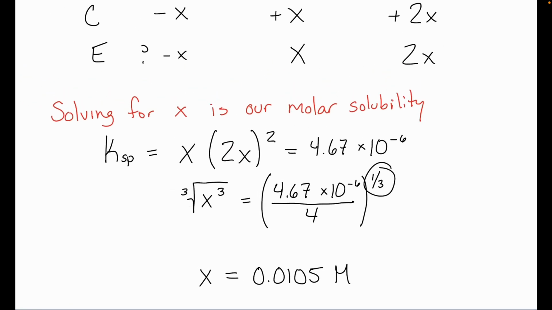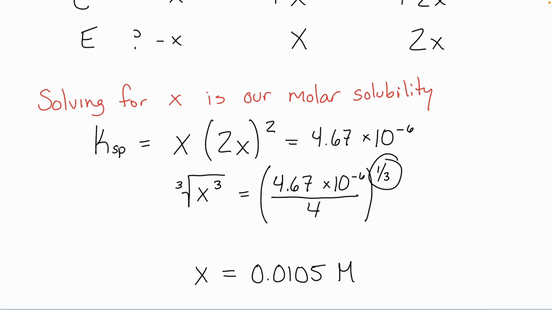And so what I get is my molar solubility is 0.0105 molar. Again, these higher order roots can be kind of weird. If you're having trouble punching it into your calculator, please make sure to see me afterwards and we can figure it out for your particular calculator. So that's how you would figure it out if I asked you for the molar solubility. What if I said, what is the concentration of bromide ion?